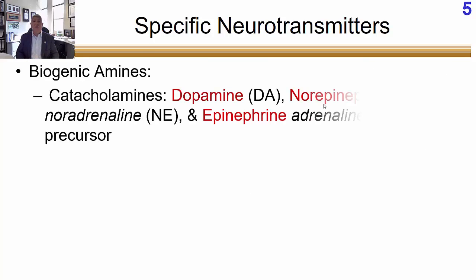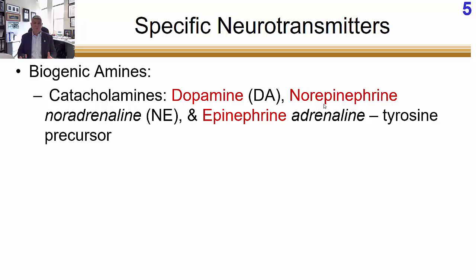All right, the biogenic amine family. So this involves the catecholamines and indoleamines. The catecholamines is the family of dopamine, norepinephrine, and epinephrine. Norepinephrine is also sometimes referred to as noradrenaline, and epinephrine is sometimes referred to as adrenaline. So if you see those in Sapolsky's book, don't be confused by that.